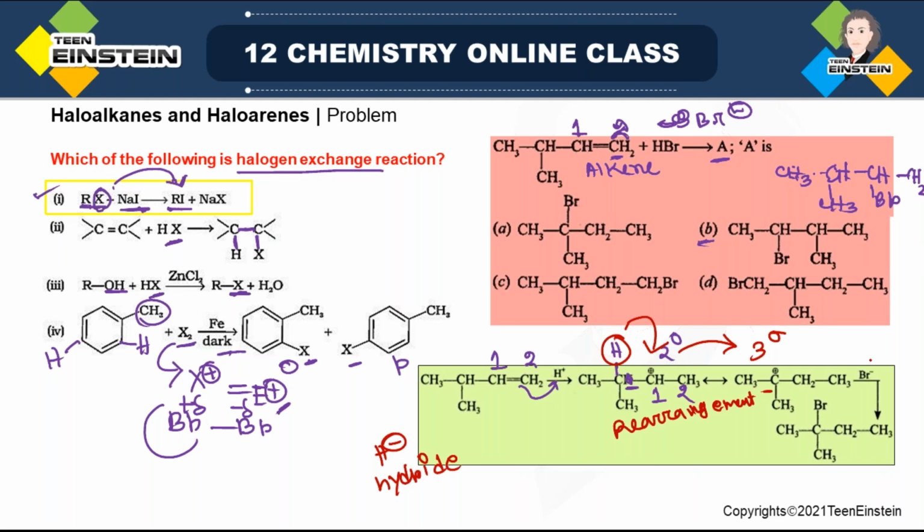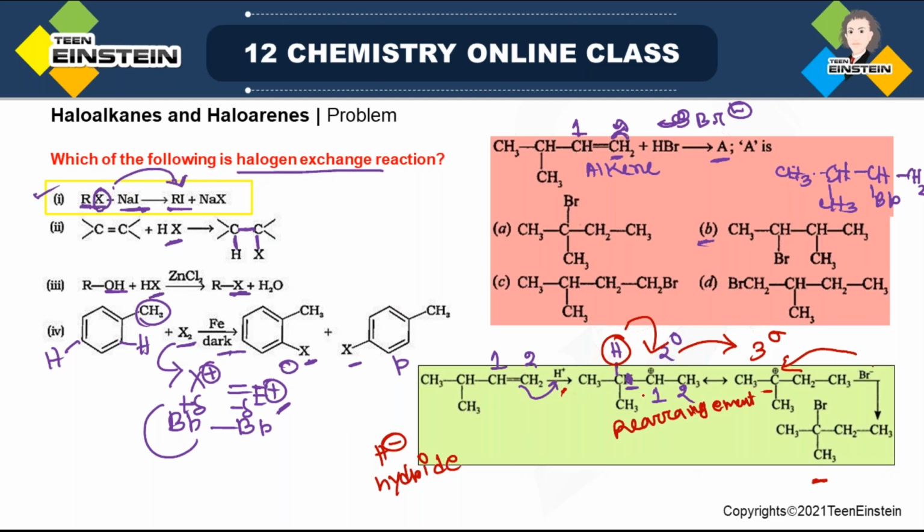Finally, H plus we have already added, and Br minus is still in the medium. It will attack this positive charge, and you are getting this structure, which is matching with option A, right? So you just have to check whether rearrangement is possible or not.